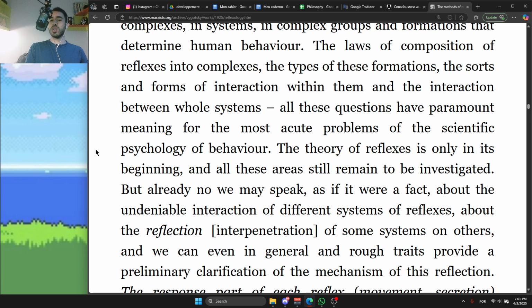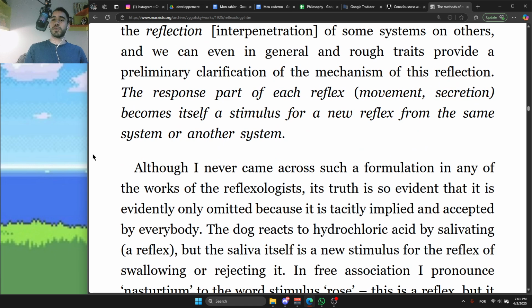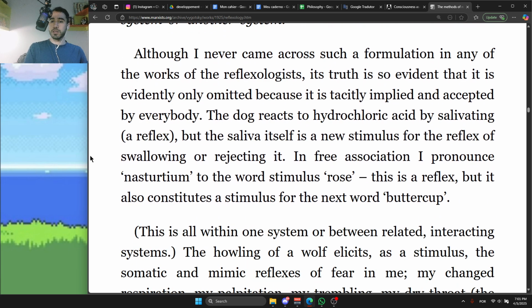But already now we may speak as if it were a fact about the undeniable interaction of different systems of reflexes, about the reflection, interpenetration, of some systems on others. And we can even, in general and rough traits, provide a preliminary clarification of the mechanism of this reflection. The response part of each reflex, movement, secretion, becomes itself a stimulus for a new reflex from the same system or another system. Although I never came across such a formulation in any of the works of the reflexologists, it is so evident that it is evidently only omitted because it is tacitly implied and accepted by everybody.